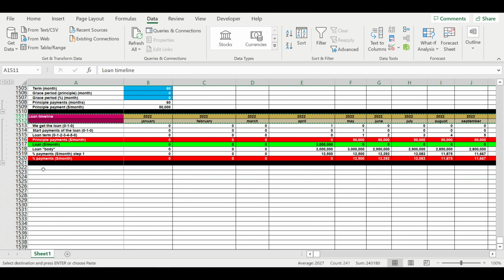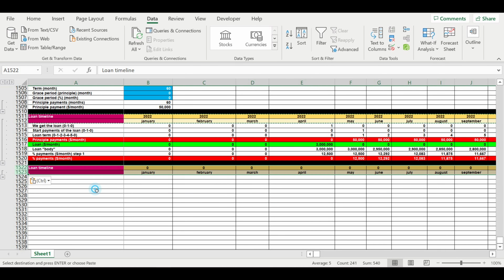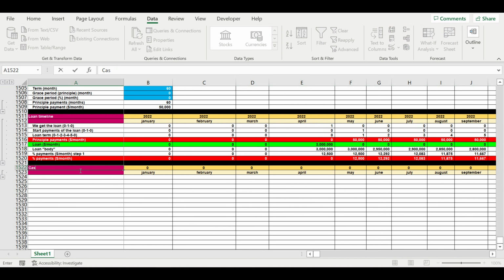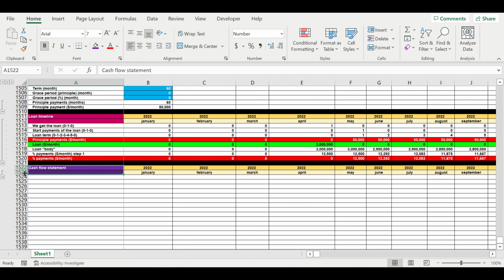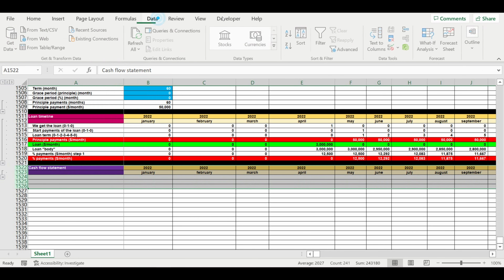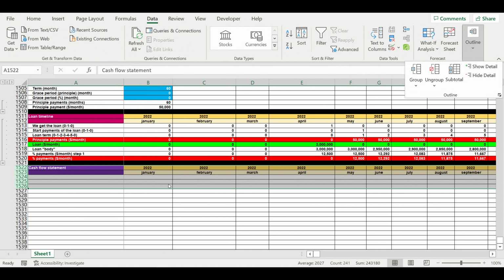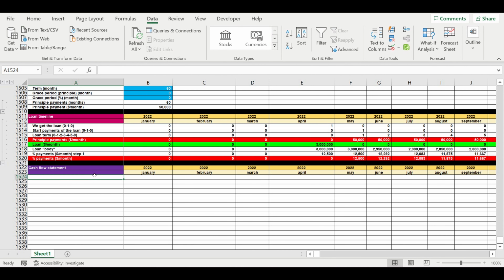I'm creating the timeline for the cash flow statement. And we are starting with revenues.